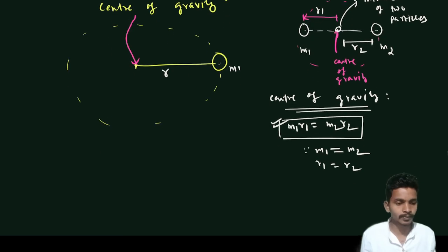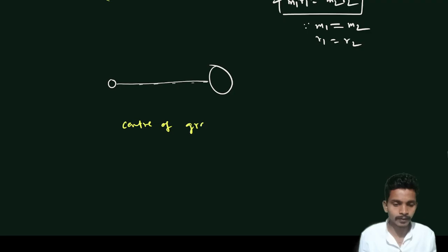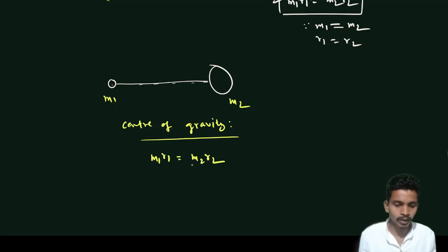Now let's say one molecule is this and another molecule is this. The center of gravity condition is always the same. Suppose this is m1 and this is m2. Then for the center of gravity, m1 into r1 has to be equal to m2 into r2. These are the conditions for the center of gravity.